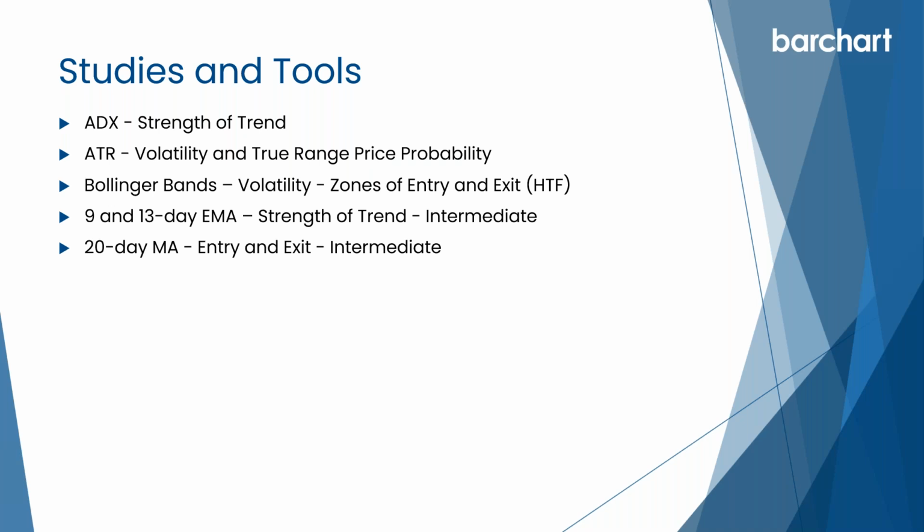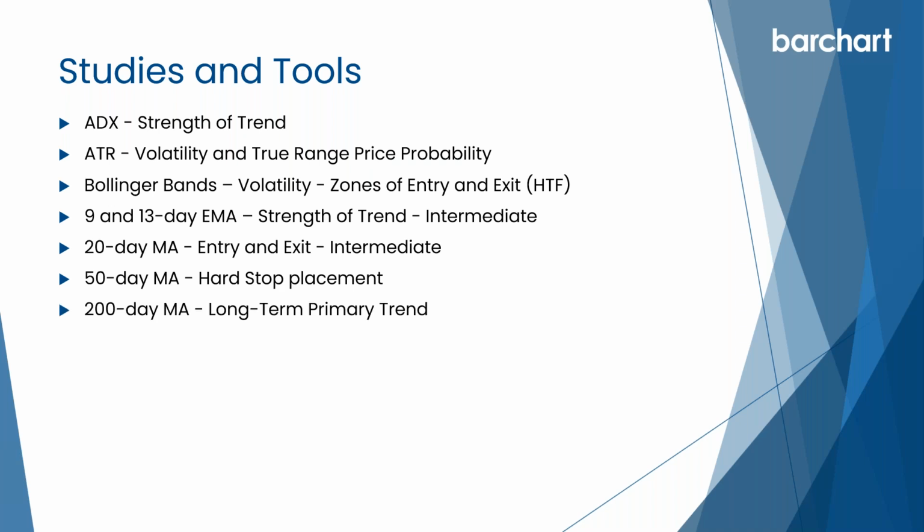A 20-day moving average is a great tool for looking for potential areas of action, or in other words, entries and exits at our intermediate time frame. 50-day could be a good level for placing your stops. In other words, where am I wrong? 200-day, that is more of our primary trend, right? The big picture.